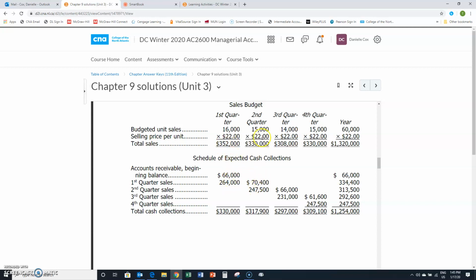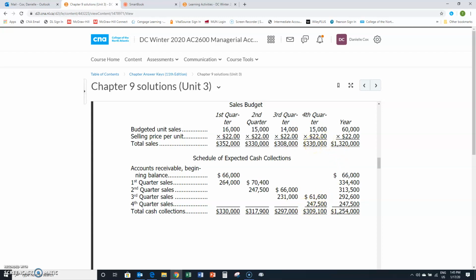And then the same thing in quarter 2. The $330,000 of expected sales, 75% of that, which is $247,500, is expected to be received that quarter. But 20% of the second quarter sales is expected to be received the following quarter. We do the same thing for the third quarter. And then in the fourth quarter, you'll see we only have the one number.